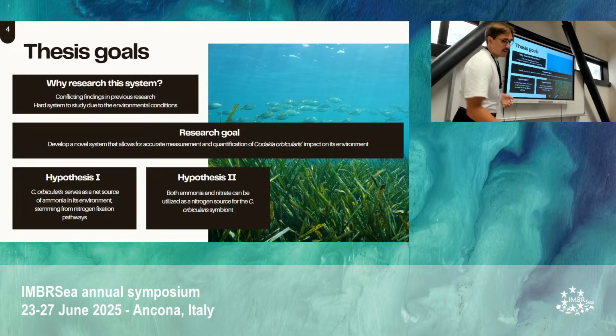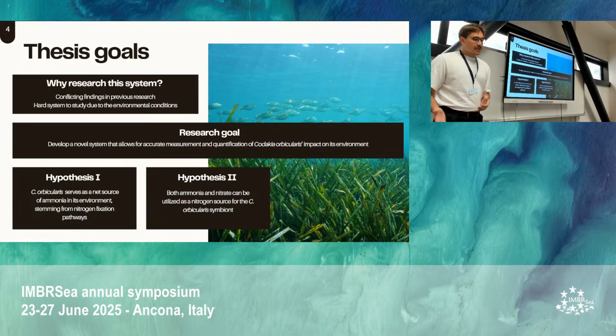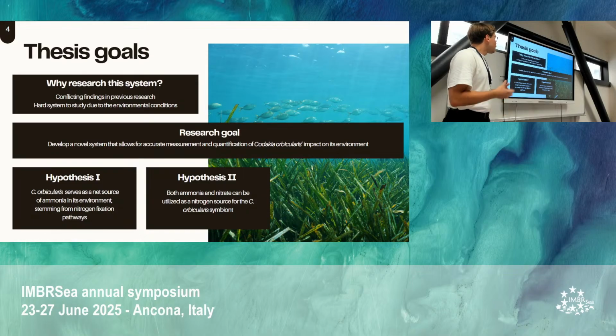Hypothesis 2 would be that both ammonia and nitrate can be utilized as a nitrogen source for the Codakia orbicularis symbionts. So once again, even though they can fix dinitrogen gas, studies also find that they have the genetic potential to take up nitrate and ammonia from the water, and also use nitrate as an electron acceptor during redox.